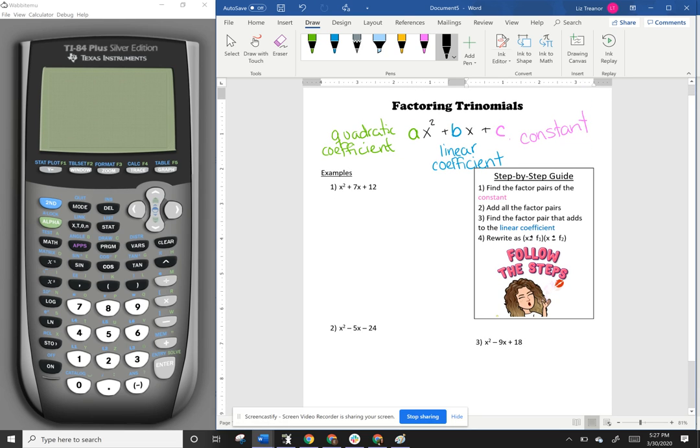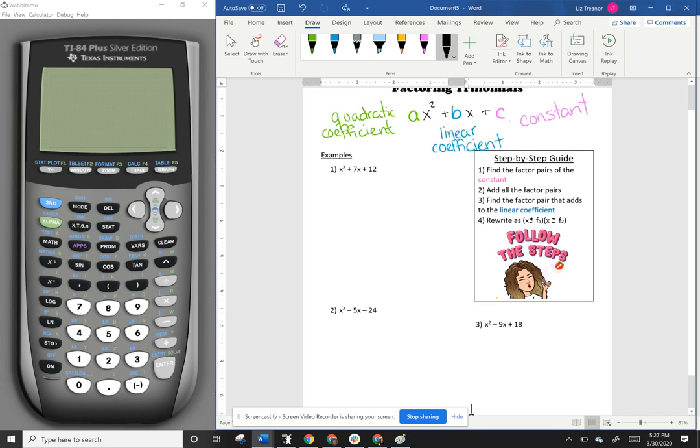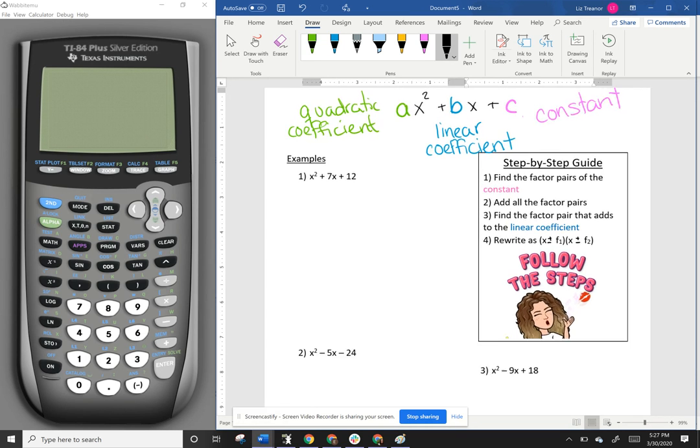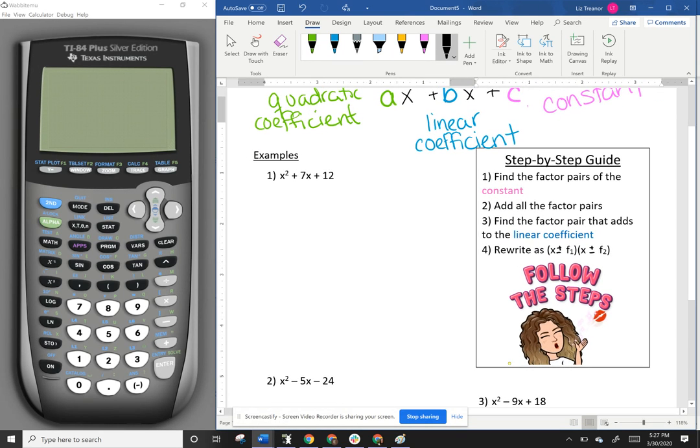So here are some examples of factoring trinomials. I also have the standard form of a trinomial and a step-by-step guide here. But let's just jump right into it. So let's factor x squared plus 7x plus 12.